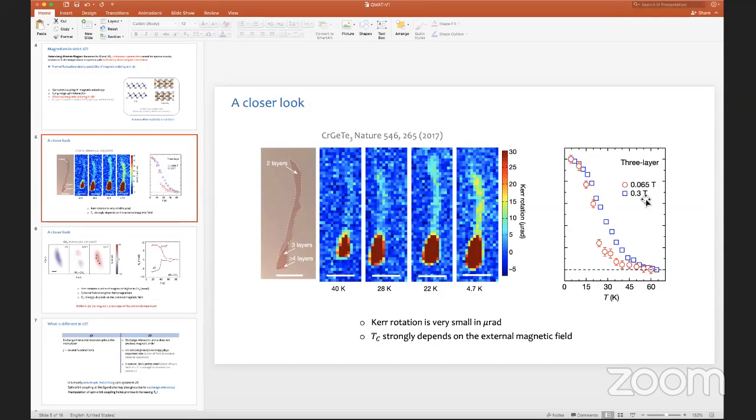Oh, yes, absolutely. You're right. That is what I was pointing out here, showing that your TC in fact depends on the magnetic field, and this result is for 3-layer, but they didn't get an ordering for single layer. Yeah, but theoretically... sorry, we have to move on.